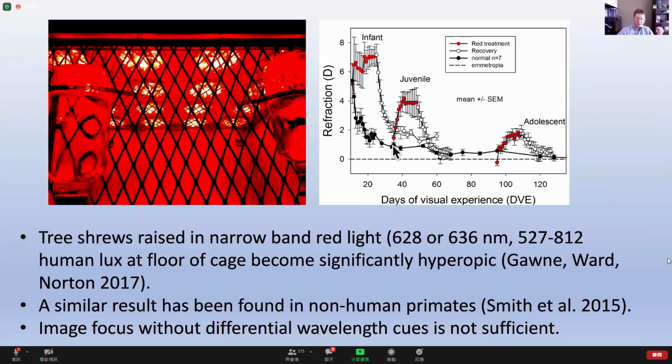Remember, the red focus is farther back. If it was just following the sharpness of image focus, it should actually extend a little more. It's going the wrong way. Image focus without differential wavelength cues is not sufficient. This is not going to good focus. And a similar result has been found in non-human primates.